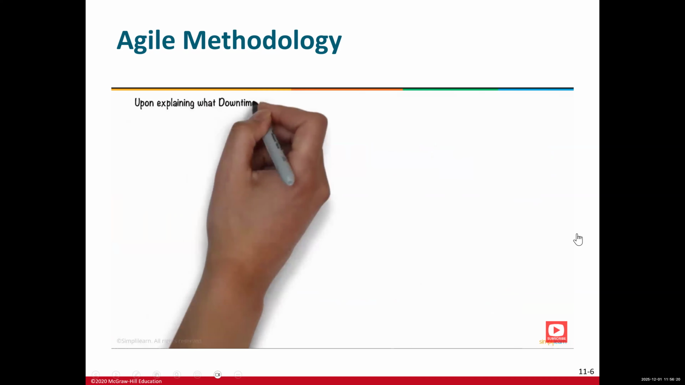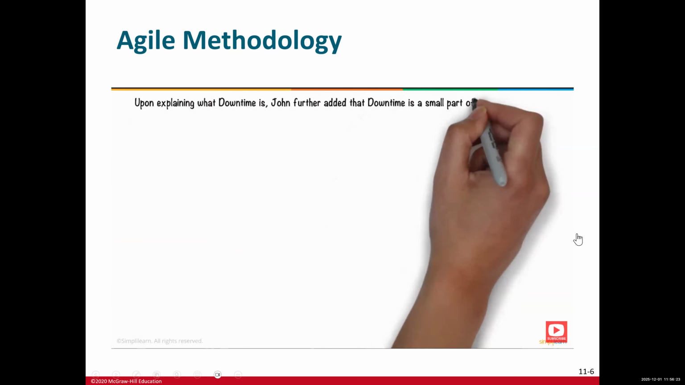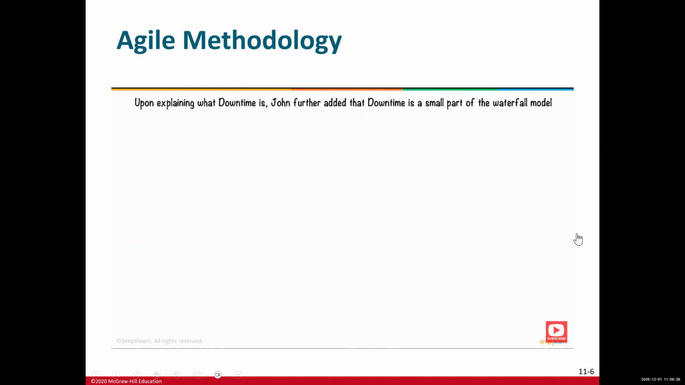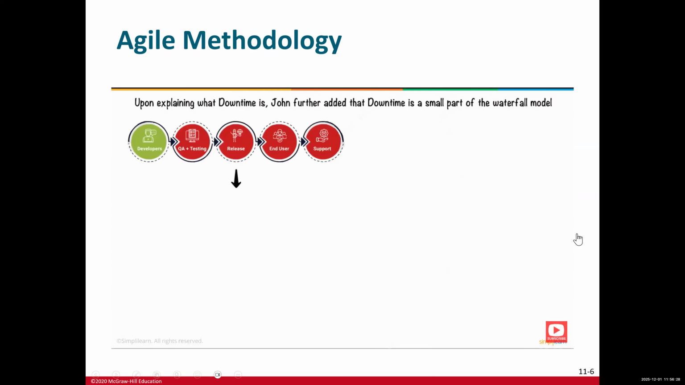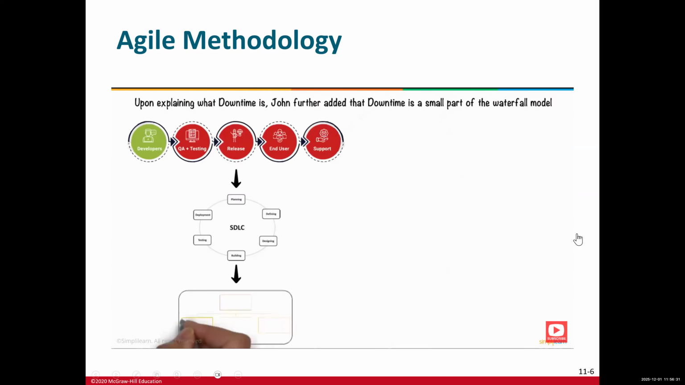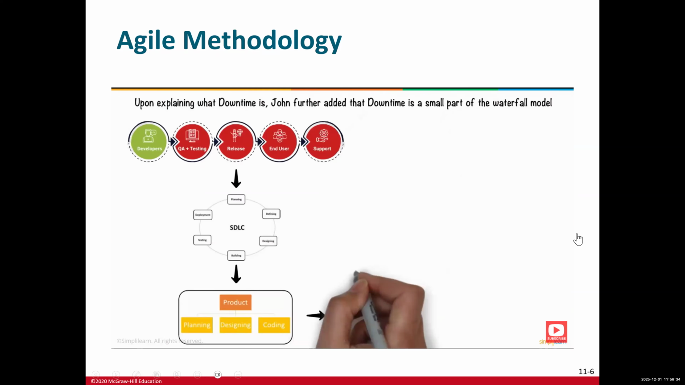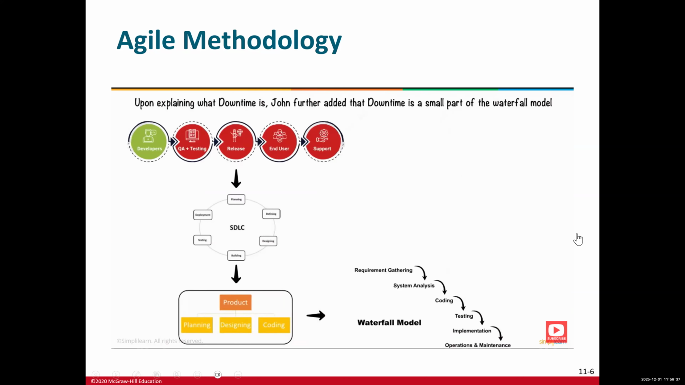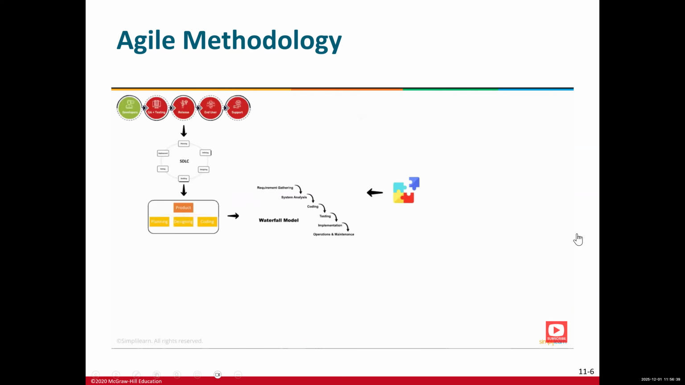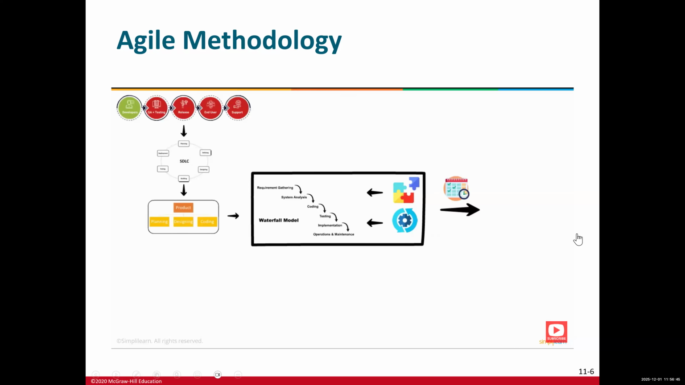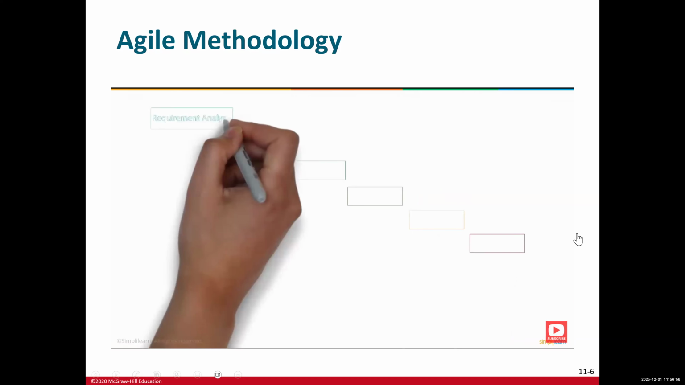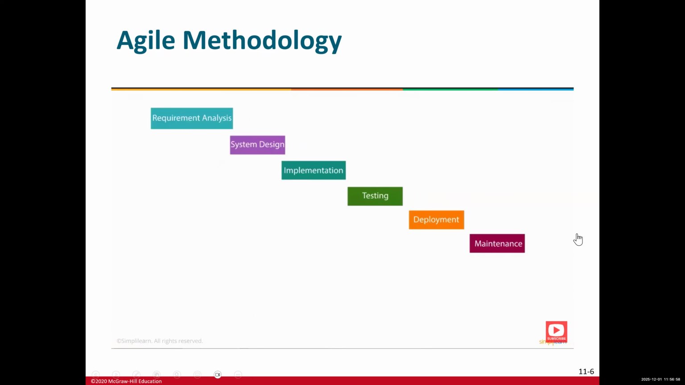Upon explaining what downtime is, John further added that downtime is a small part of the waterfall model. It is the traditional way of developing software using a software development lifecycle, where the whole product is treated as one single unit, and the development of one phase starts only after the completion of the previous phase. Adding new features or updating existing features in a waterfall model-based product needs a specific time frame known as downtime to avoid disturbance in the workflow of an organization, where applying changes in a waterfall-based product might produce irrelevant results or product failure.